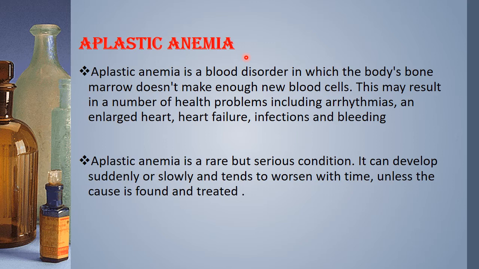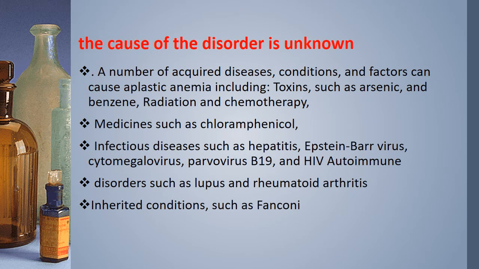Sometimes it can develop suddenly or slowly, but it is going to get worse with time. Therefore, investigating the exact cause of aplastic anemia, which is going to affect the bone marrow, is very important in order to be treated. Anyhow, if we want to investigate the exact cause of aplastic anemia, sometimes a number of acquired disease conditions may lead to that.